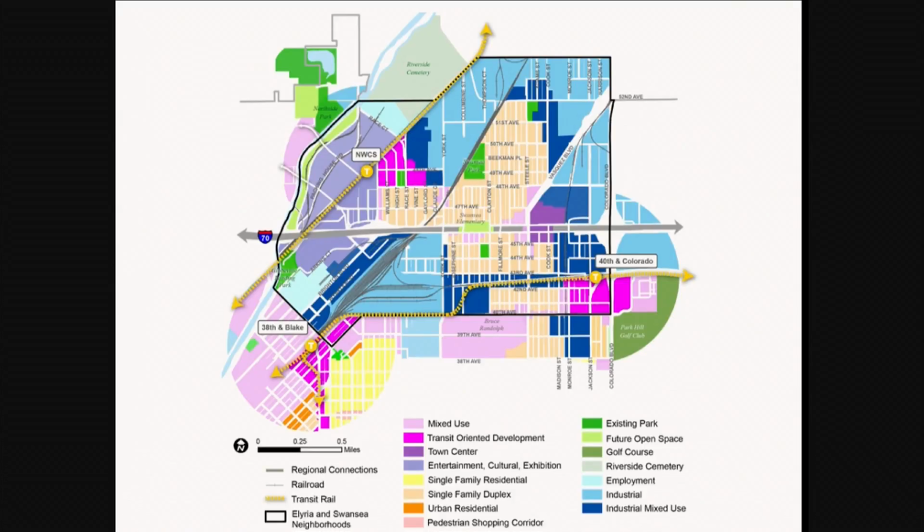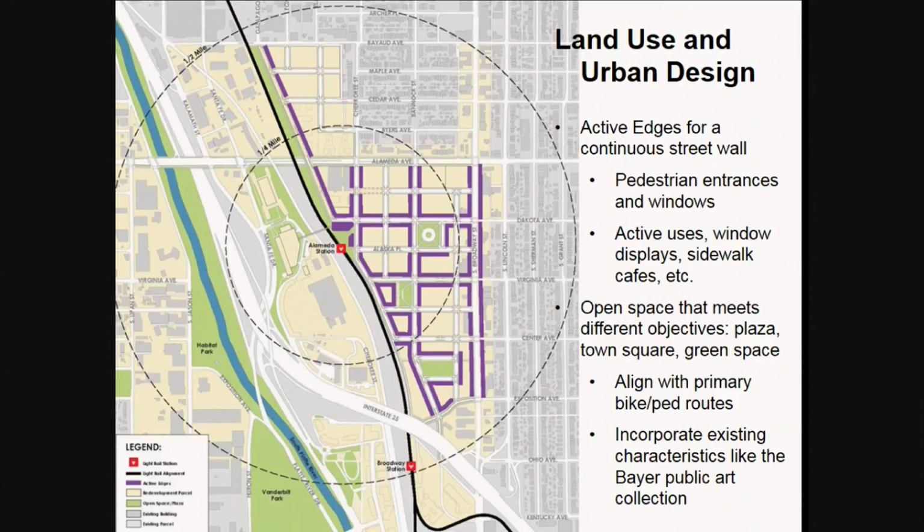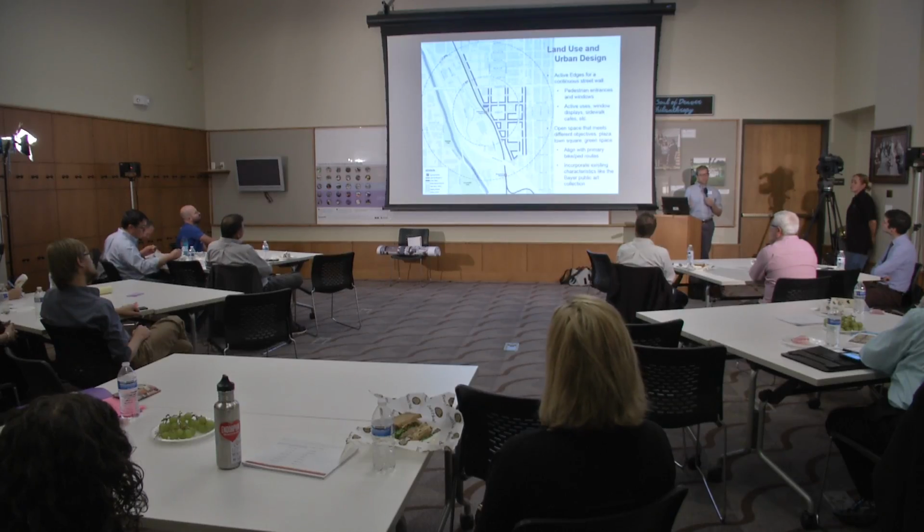Here's an example of the land use map. As you can see, quite a variety of land uses in Elyria Swansea, ranging from entertainment, culture, exhibition, which is the National Western Center, to heavy industrial, to single-family duplex. There's a lot going on in this neighborhood. Building heights map, again, another example of where those heights are appropriate. We talk about things like active edges. Where should the pedestrian entrances and windows be, where is that most important? What are these key streets? This is the Alameda station. Where is open space most effective, and how does it align with our primary connections for bikes in and out?